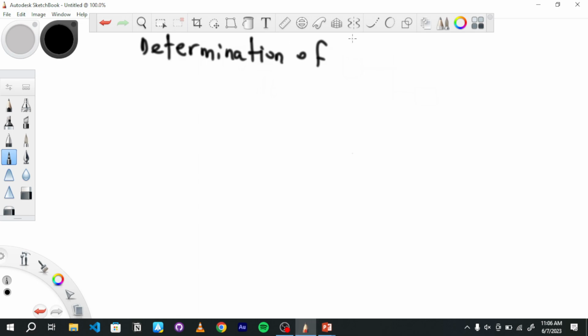Okay. So determination of moment of inertia. All right, so here we'll look at three things under this. Let me go to the slides.